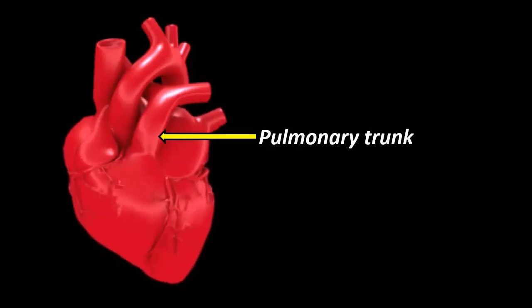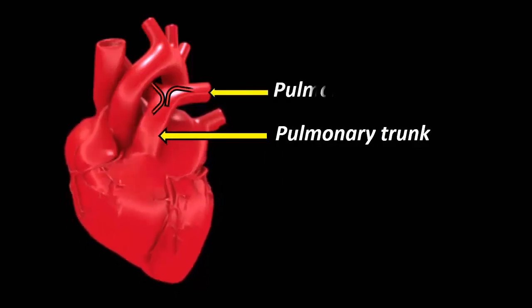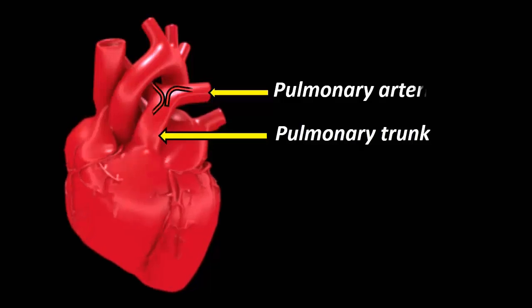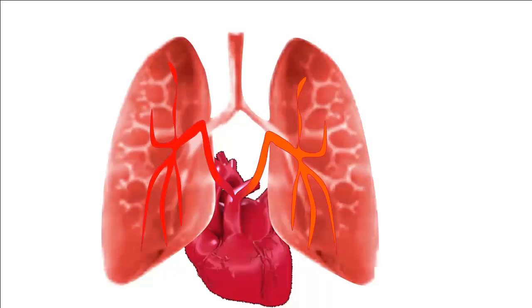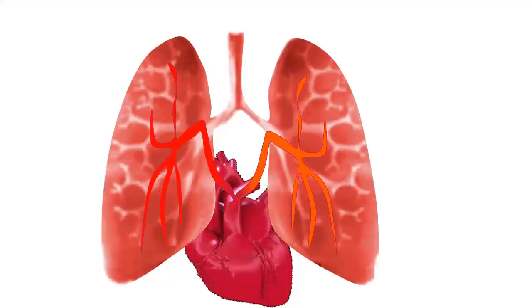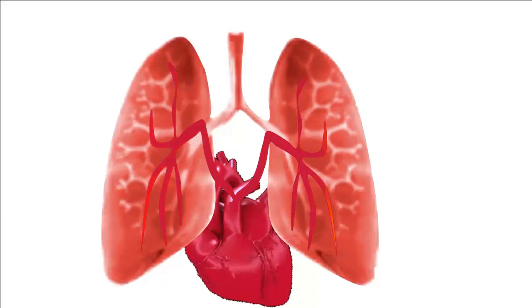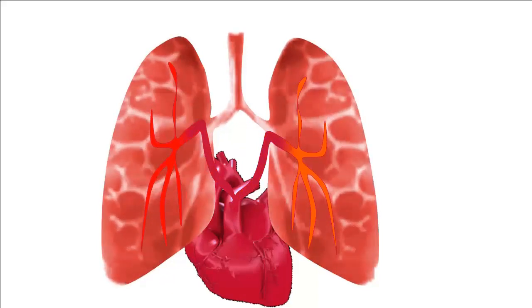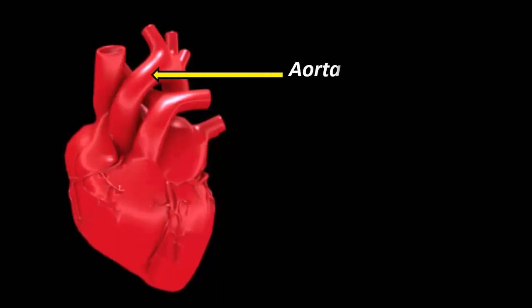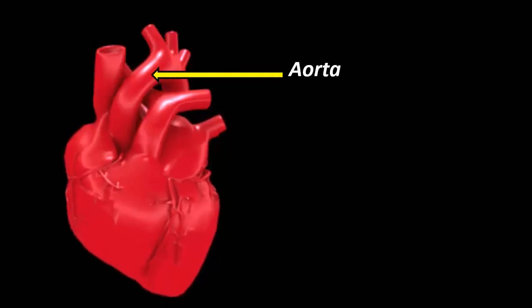The pulmonary trunk arises from the right ventricle and soon bifurcates to form the right and left pulmonary arteries. The right and left pulmonary arteries supply deoxygenated blood to the lungs of the respective side. The left ventricle gives rise to the aorta.